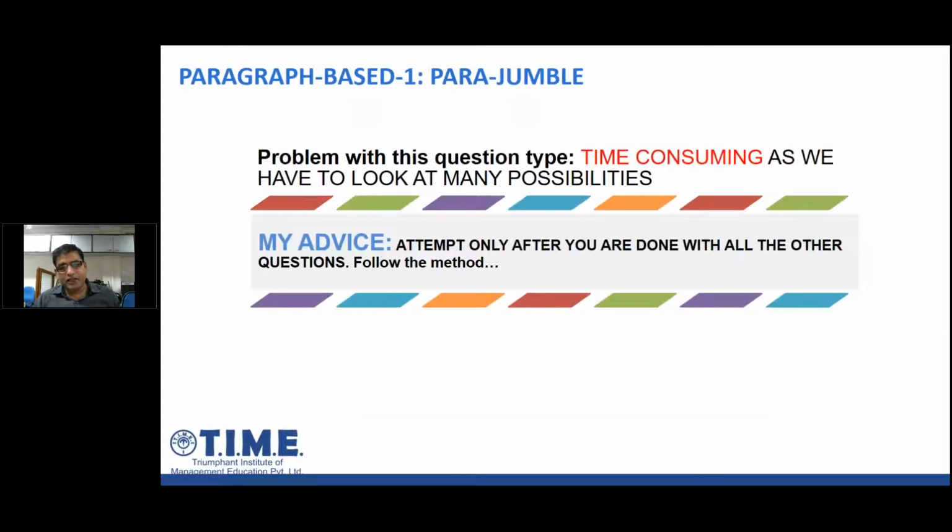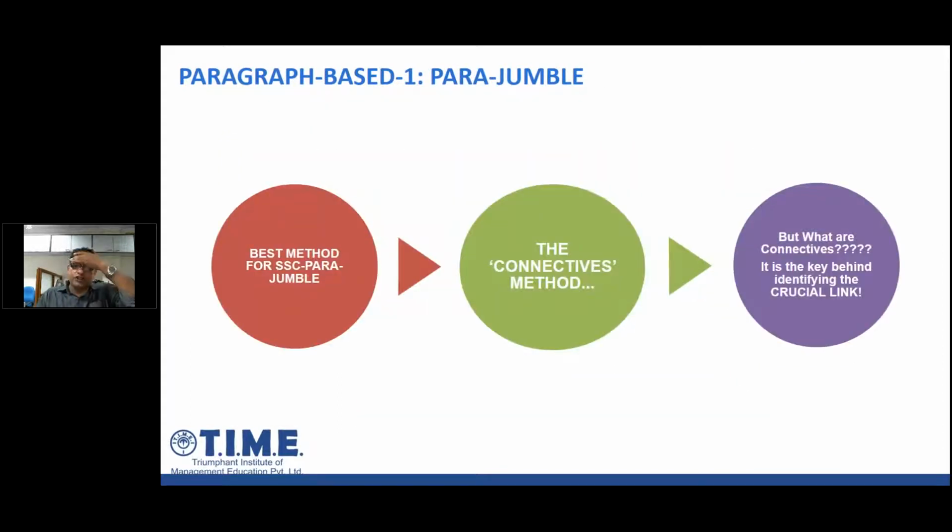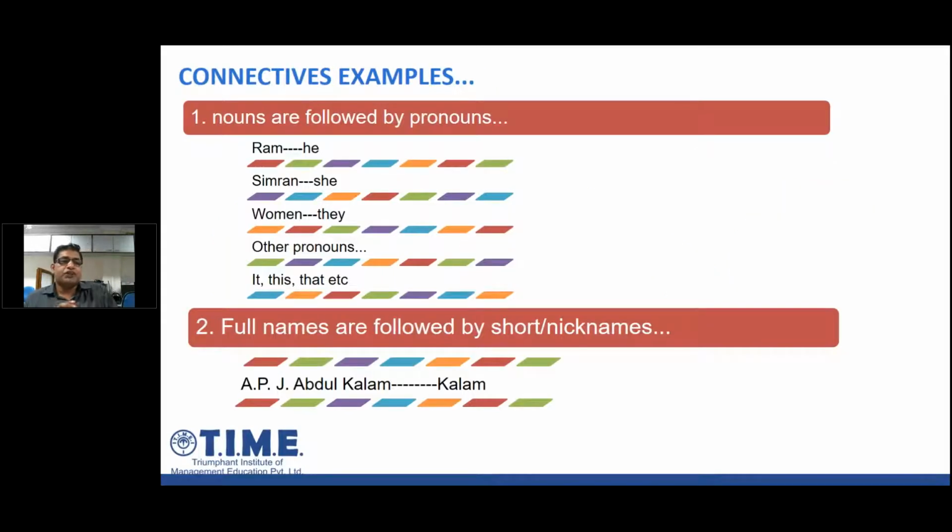Okay, so let me elaborate a little bit. Obviously you would want to know what are the different types of connectives. Here I have collected different types of connectives for you. Please take a picture of this. The first type of connective that I'm giving here is that nouns are always followed by pronouns. Meaning, pronouns come only after nouns. So if you see a pronoun, it means there was a noun before.